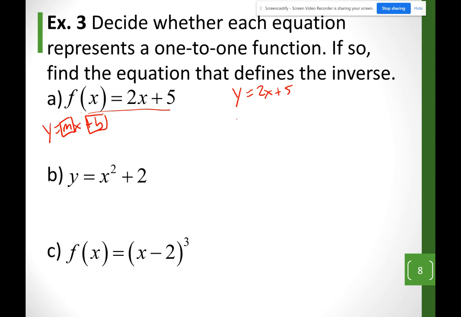I have x equals 2y plus 5. So the x and the y switch places. Solve for y, so get the y by itself. I'm going to get rid of this plus 5 by subtracting it on both sides. So I have x minus 5 is equal to 2y. To get the y by itself, let me divide both sides by 2. So I'm going to have y equals x minus 5 all over 2.